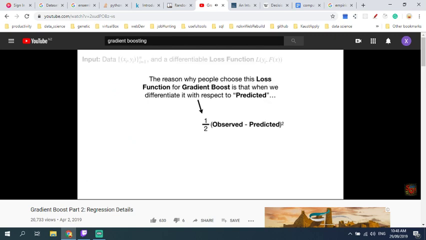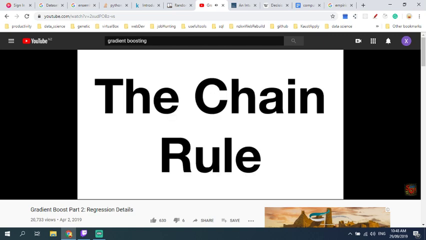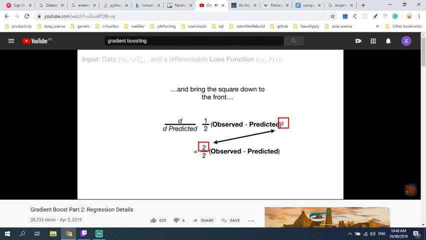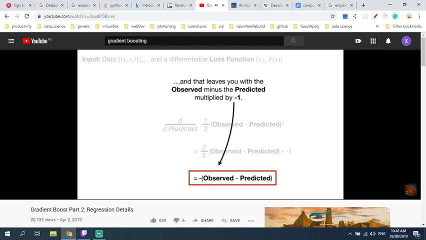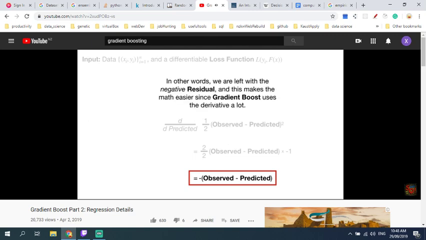The reason why people choose this loss function for gradient boost is that when we differentiate it with respect to predicted and use the chain rule and bring the square down to the front and multiply it by the derivative of minus predicted, which is -1, then the 2 divided by 2 cancels out, and that leaves you with the observed minus the predicted multiplied by -1. In other words, we are left with the negative residual, and that makes the math easier since gradient boost uses the derivative a lot.